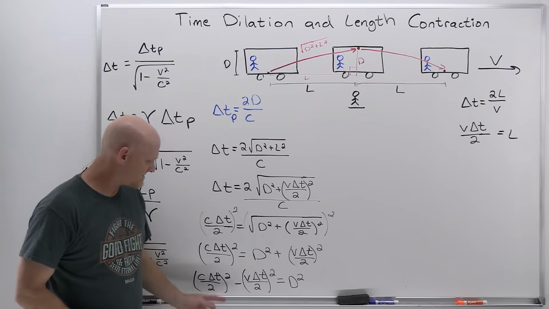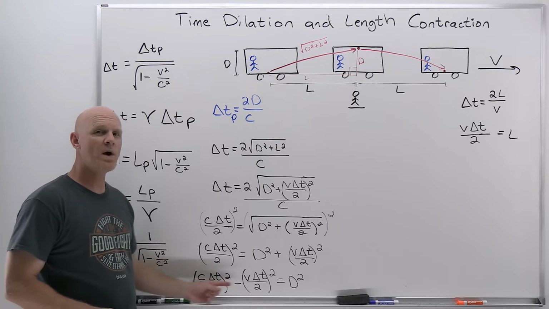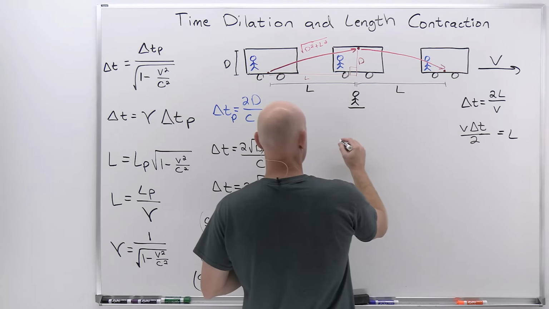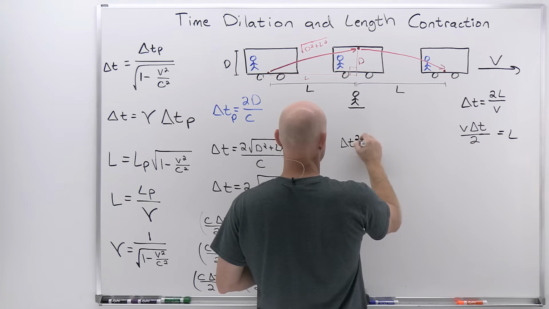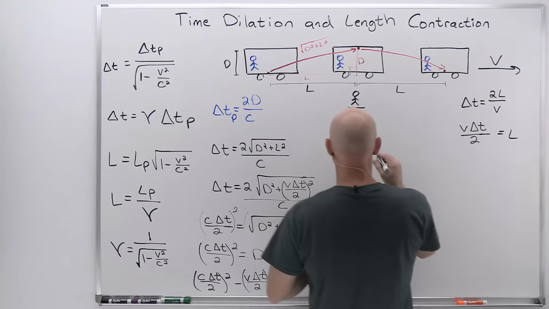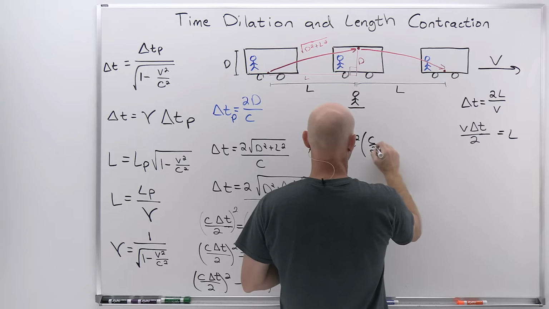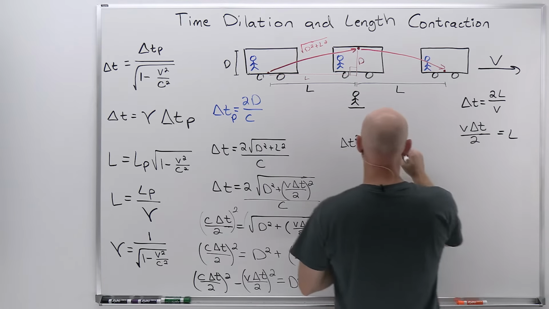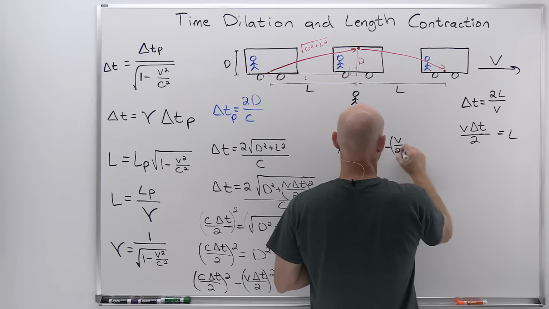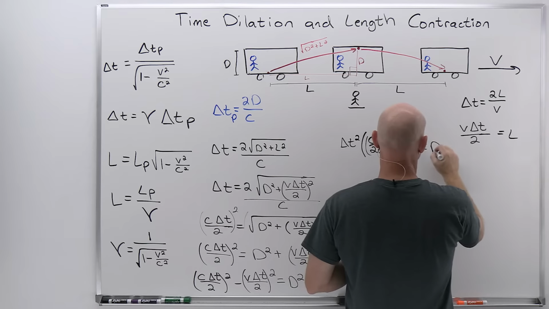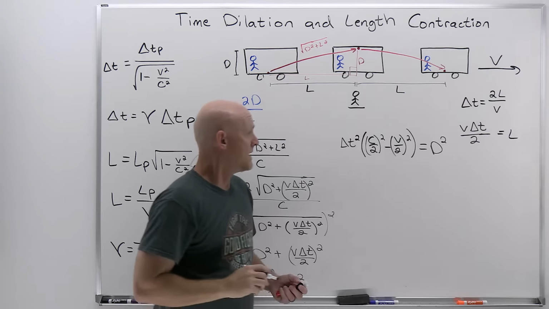So the next thing we're going to do is factor out a delta T squared out of both of these terms. And so in this case, if we do that, we're going to have delta T squared, and then we're going to have (C over 2) quantity squared, minus (V over 2) quantity squared, and then equals D squared. All right, we're getting closer.